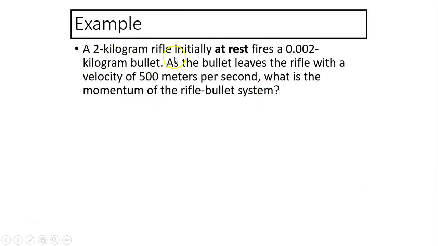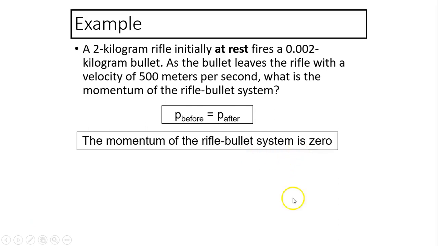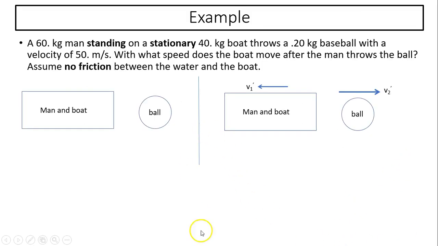Here is an example. A 2-kilogram rifle initially at rest fires a .02 kilogram bullet. As the bullet leaves the rifle with a velocity of 500 meters per second, what is the momentum of the rifle-bullet system? Right away, some people probably have a tendency to start calculating, multiplying, dividing, and trying to find all different numbers. But for those of you who pay attention to the concept, what's the momentum of the rifle-bullet system before, when it was at rest? Before, the whole system has 0. So after has to be 0. The momentum of the rifle-bullet system is 0. So really, this is a concept question. There are no calculations.